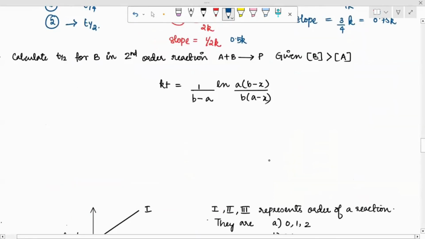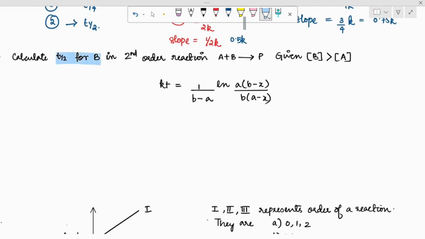Next question, they have said to calculate the T half for reactant B in a second order reaction of A plus B giving P, given that the concentration of B is greater than A. The integrated rate equation is already given to you. You will get a general expression. It's going to be very easy. You have to find the T half for reactant B only. That's all. So let's try to rearrange.